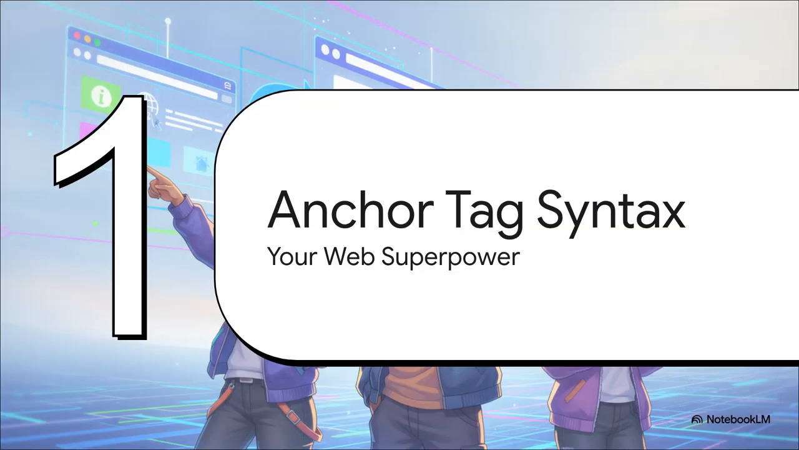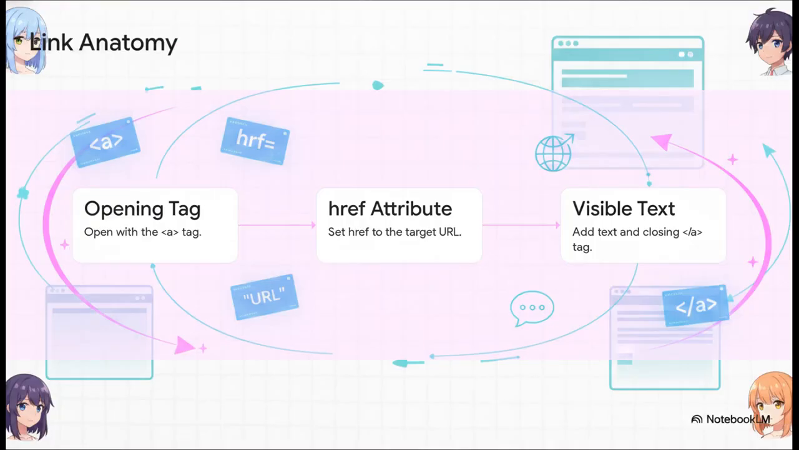Section 2. The anchor tag syntax. Time to unlock your new web development superpower. So how do we actually create a link? The anatomy of it is actually quite straightforward, and it all relies on the anchor tag. Step 1. You open it with a simple A inside your angle brackets. That A just stands for anchor.